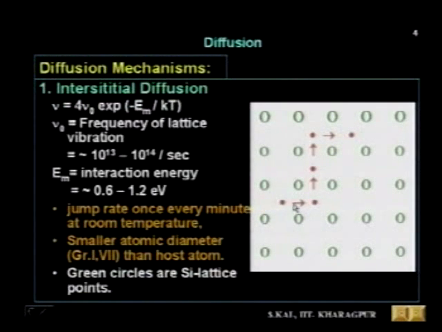Here the red marked dots are dopant atoms, and they are moving from one interstitial site to another interstitial site by jumping, and from the next interstitial site to the next by jumping. In this way, from here to here, from here again here, they are moving in this fashion. So, this technique is known as interstitial diffusion.